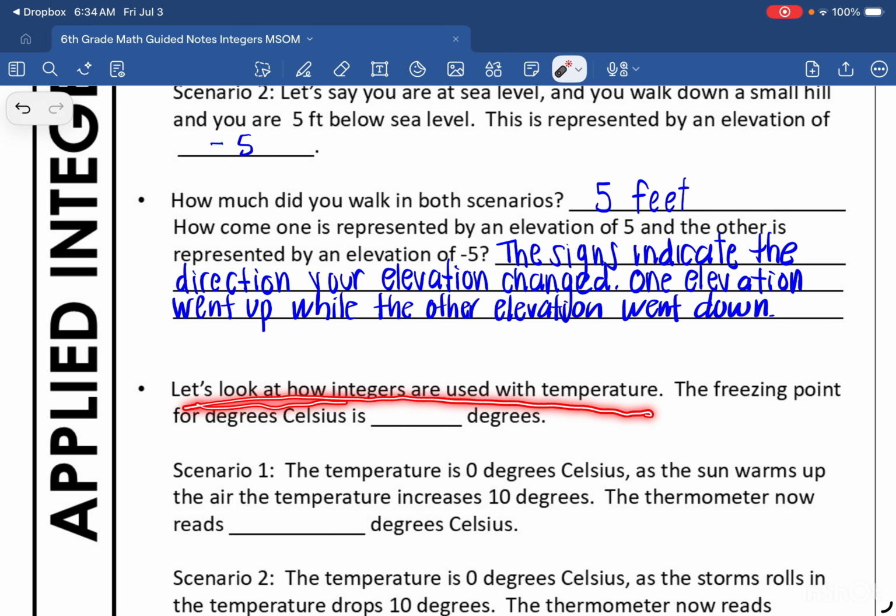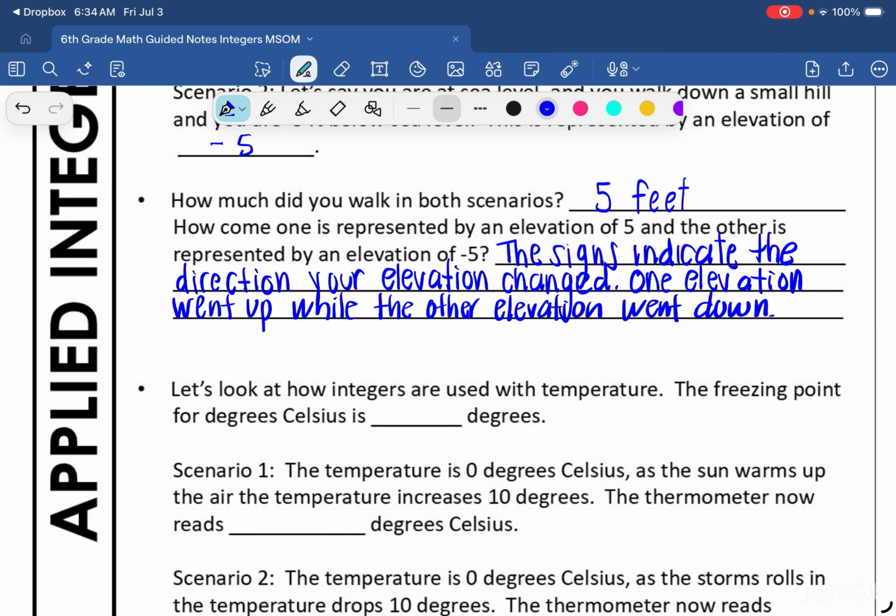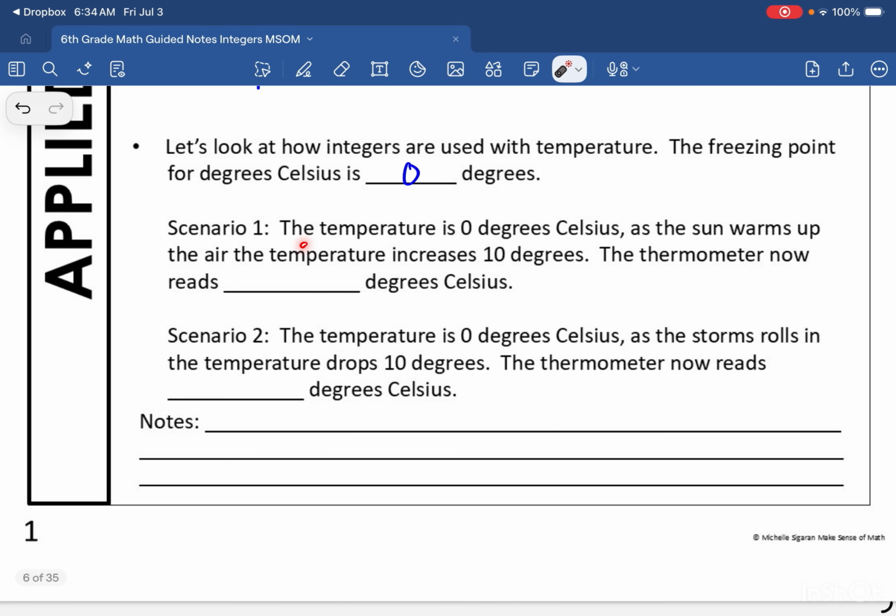Let's look at how integers are used with temperature. The freezing point for degrees Celsius is 0 degrees. Scenario 1. The temperature is 0 degrees Celsius. As the sun warms up the air, the temperature increases 10 degrees. The thermometer now reads 10 degrees Celsius.